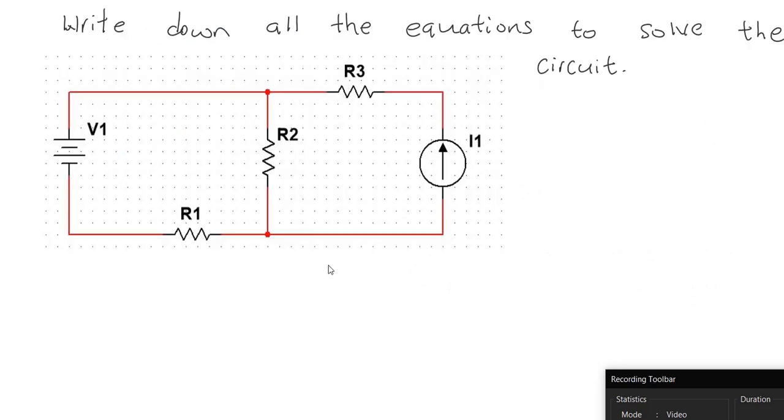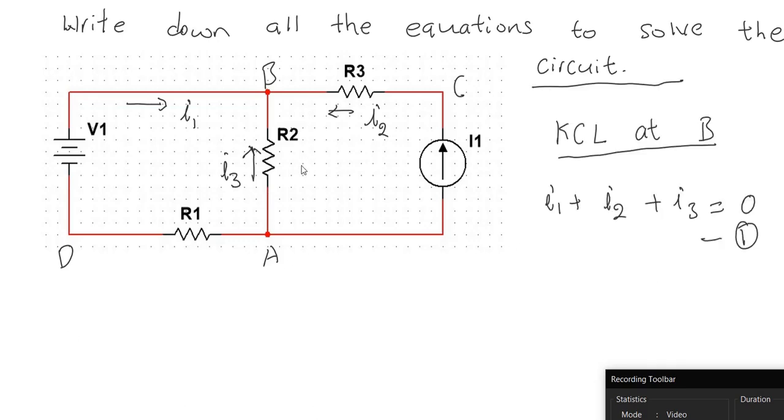Let's look at another example. Here the question is, write down all the equations to solve the circuit. Solving the circuit means we want to find out the currents in all the branches. We begin by labeling the nodes A, B, C, and D. Then I will label the currents I1, I2, and I3 as shown. Note that if I calculate I1, I2, and I3, I know the currents in all the branches.